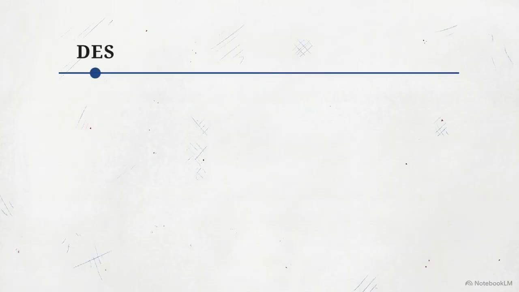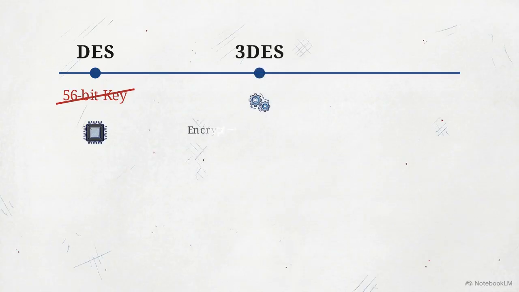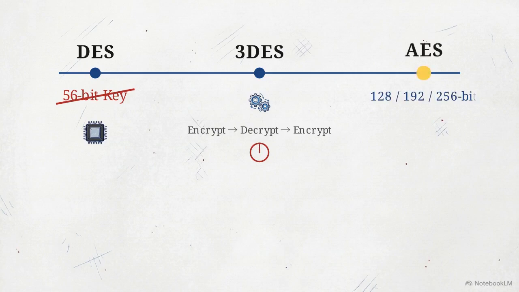This timeline tracks block cipher standards. The original data encryption standard, or DES, relied on a 56-bit key. That length is entirely insufficient today, crumbling easily under modern computing power. Running the algorithm 3 times, known as 3DES, was a highly inefficient patch that severely reduced processing speed.